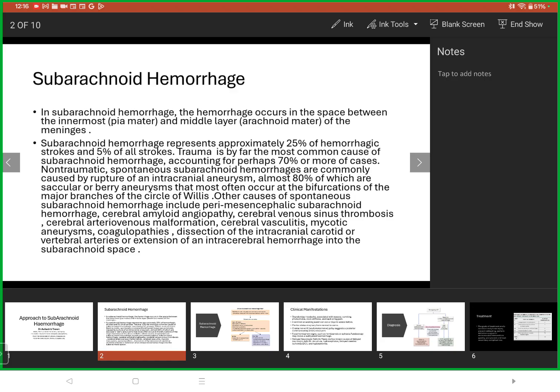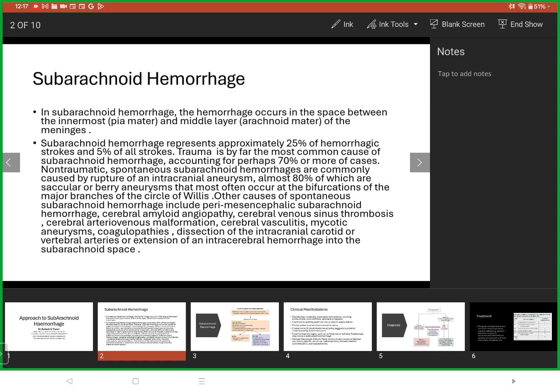Subarachnoid hemorrhage represents approximately 25% of hemorrhagic strokes and 5% of all strokes. Trauma is the most common cause of subarachnoid hemorrhage, accounting for about 70%. Among the non-traumatic causes, spontaneous subarachnoid hemorrhages are most commonly caused by rupture of an intracranial aneurysm, almost 80% of which are saccular or berry aneurysms, usually occurring at the bifurcation of the major branches of the circle of Willis.